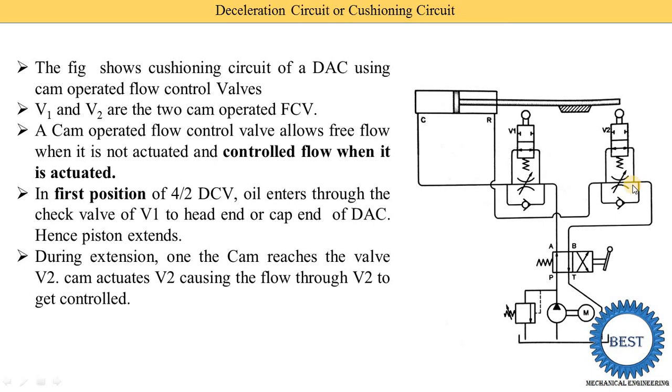So suppose for 80% or 90% of the extension stroke, the oil coming out from the rod end port is passed through the check valve, and then enters the B port, and from that it goes to the T port.